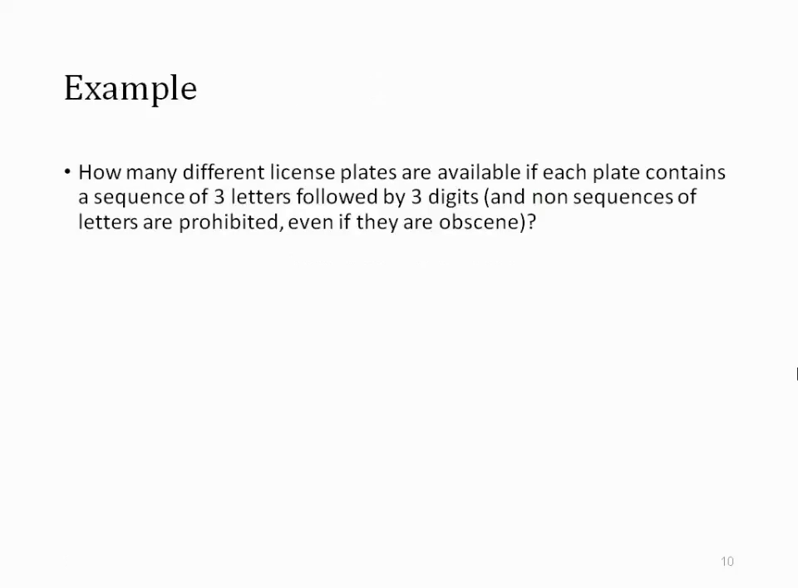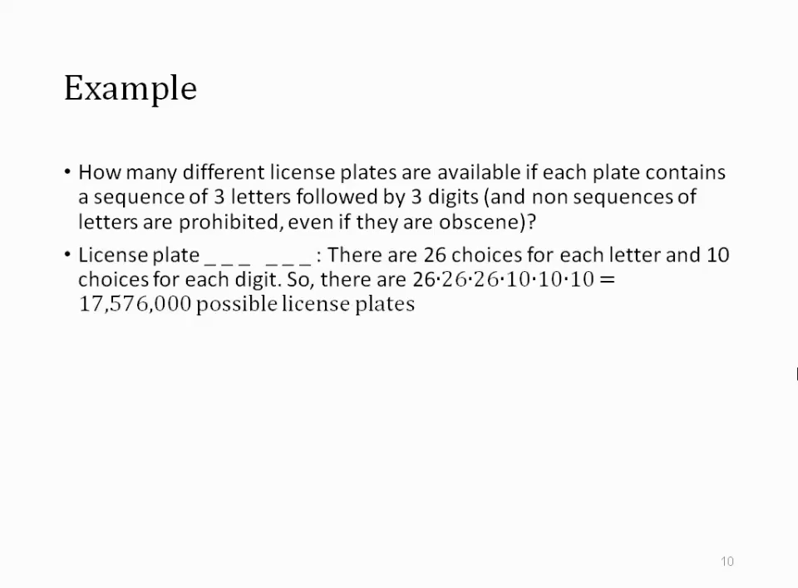How many different license plates are available if each plate contains a sequence of 3 letters followed by 3 digits? Sequence of 3 letters followed by 3 digits. So 3 letters means there are 26 possibilities for each letter, from A to Z. And digits means 0 to 9, so 10 possibilities are there.